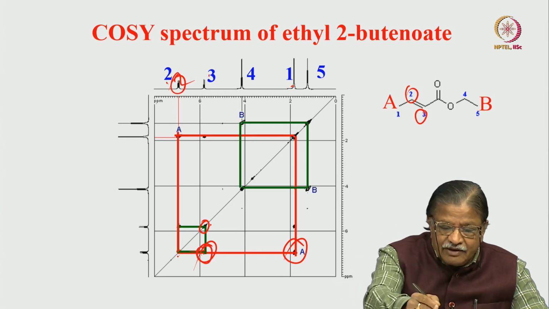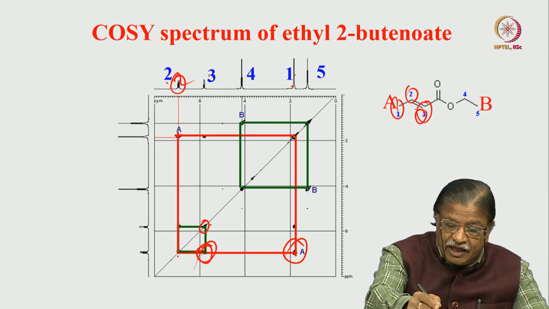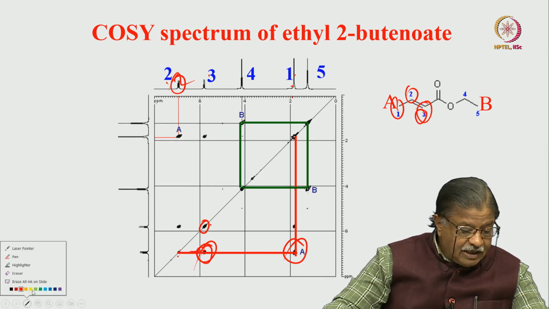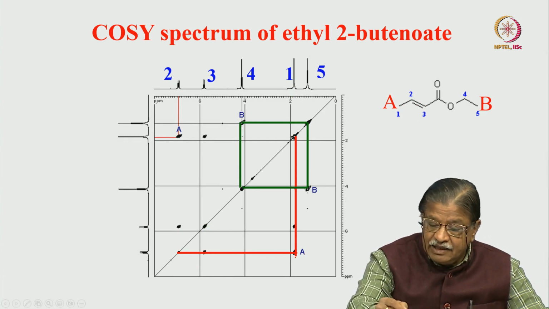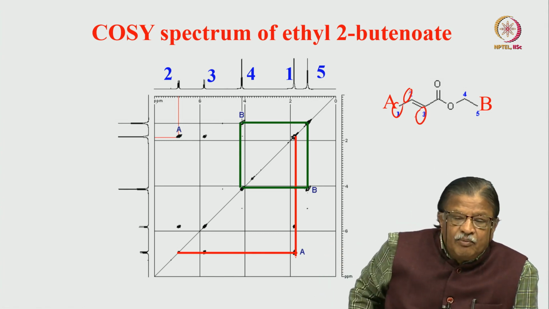There is also this one. This A3 is also coupled to 3. See, all the 3 is there. You can see the cross peak here. Cross peak is there from here to here to here. This is coupled to this, this is also coupled to this. There is a long range correlation. It shows correlation to both the protons.